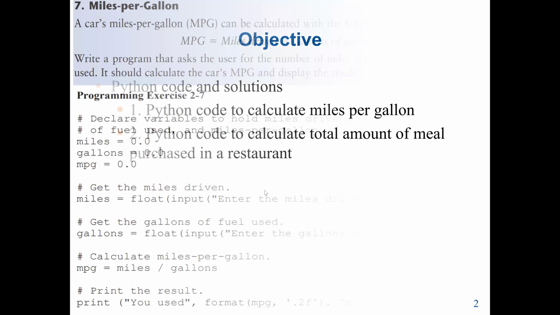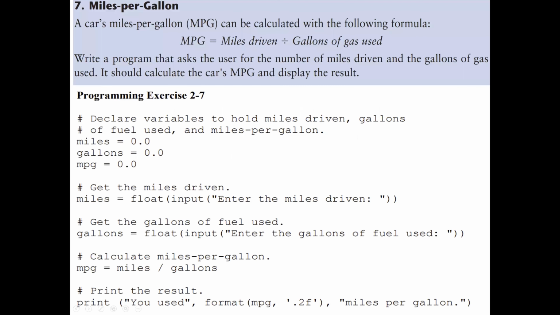So let's start with the first problem. Again, everything here is input, process, and output. So here we have a car miles per gallon can be calculated with the following formula. So the formula is given to us and is the miles driven divided by gallons of gas used. So again, miles per gallon can be calculated using the miles driven divided by the gallons of gas used.